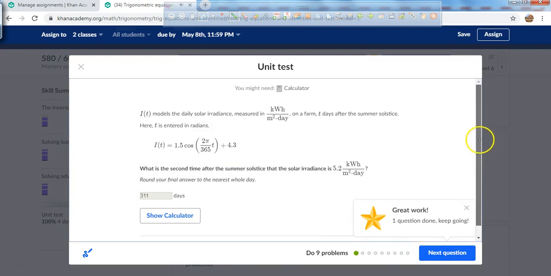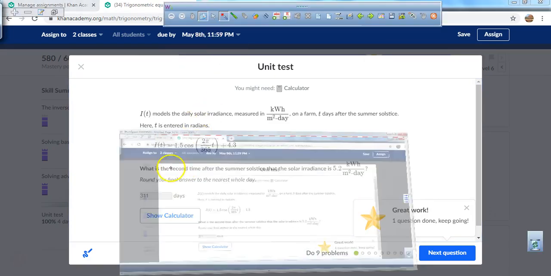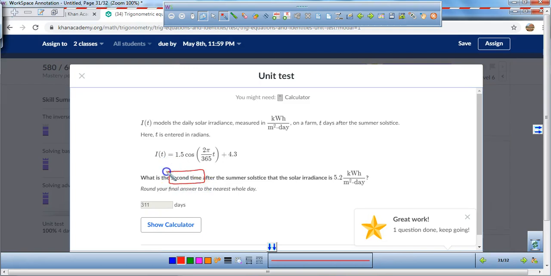Okay. So that's what I would want you to do when you're working. And the reason why I did the whole 2 pi minus theta is because of this. It says what is the, not the first time, but the second time. So I had to do that little extra work.